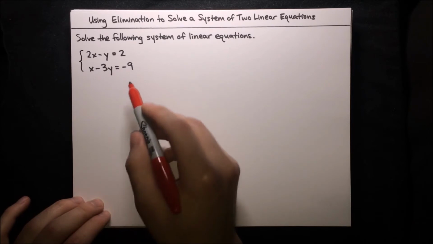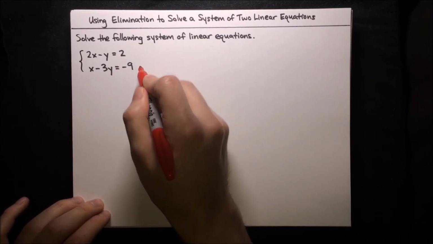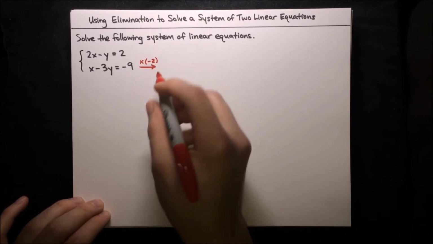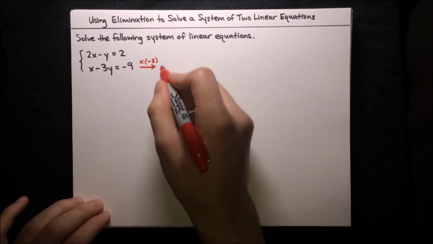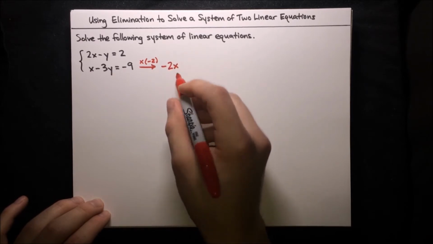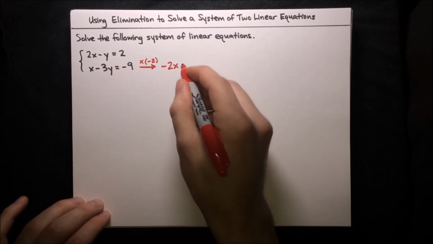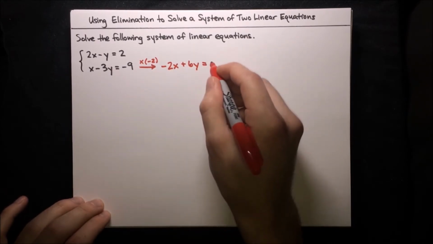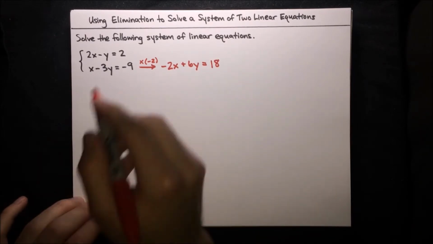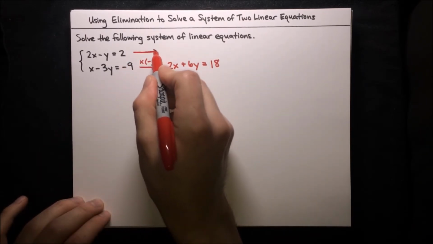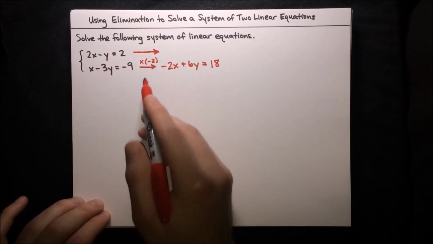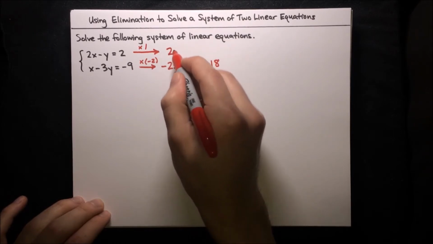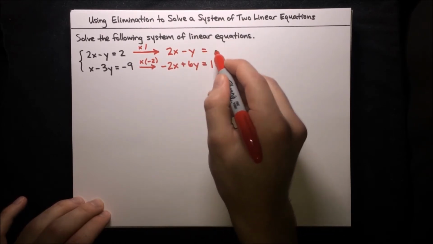Let's take this equation and multiply it by negative 2. So let's write that down. Times negative 2. And what's the resulting equation? Well, negative 2 times x is negative 2x, and then negative 2 times negative 3y becomes plus 6y, and then negative 2 times negative 9 is positive 18. Now the top equation, let's just keep that the same because we want to keep that 2x the same to cancel with the negative 2x. So it's just like we're multiplying by 1, say, and we still have 2x minus y equals 2.